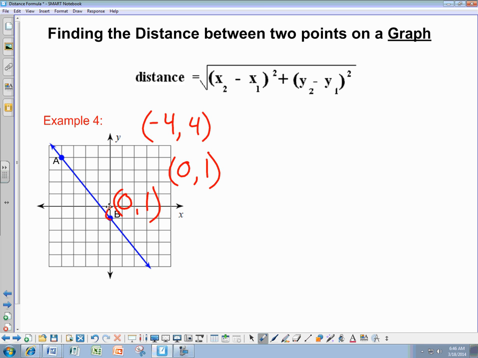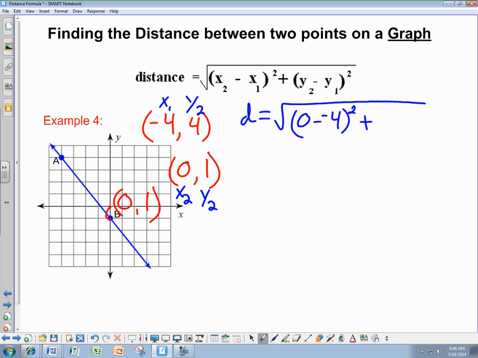Now I'm going to call A my X1 and Y1. I'm going to call B my X2 and Y2. It doesn't matter which one we call which, the X2 or the X1 or Y2, they could be switched. But just so it helps me plug it in, I'm going to go ahead and label those. And now it's just a matter of plugging it into the equation correctly. So X2 goes first, that's 0, minus X1, negative 4, squared. Y2 is 1, minus 4, squared.